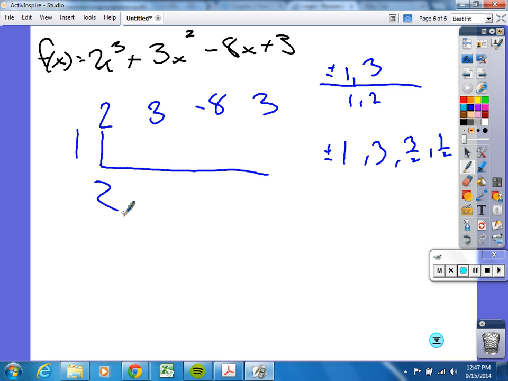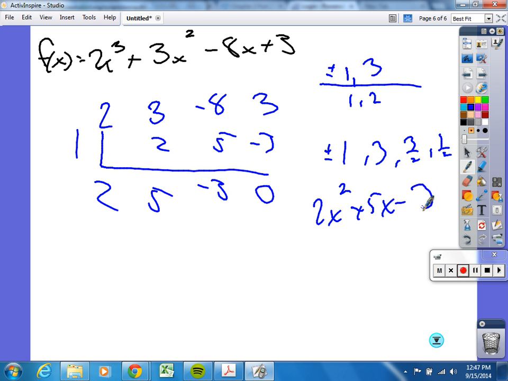See, watch. If we do it again, 2, 5, 5, -3, -3, 0. Okay? I went from x cubed down to what now? And that's always our goal, for sure. If we can get down to an x squared, we know we're done. Why? Because we can either factor or use the quadratic formula. When we get to there, we are good to go. Does that make sense? Okay, so we are at 2x squared plus 5x minus 3.